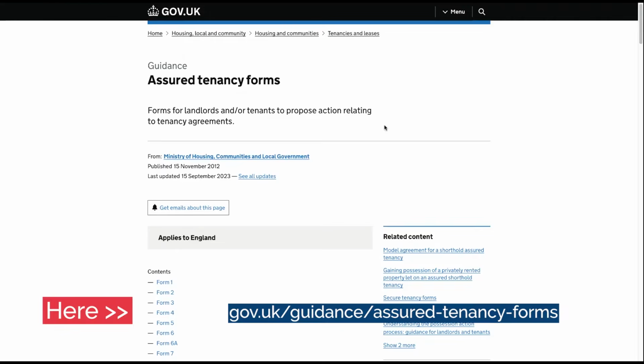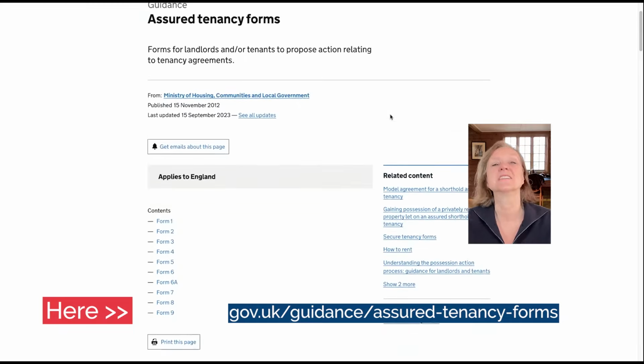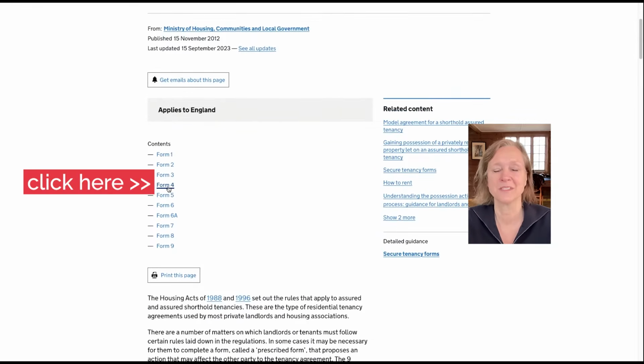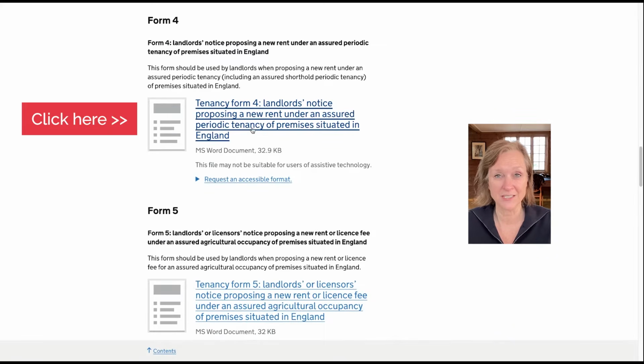Well, it's here on the government website, and do always go to the government website to make sure that you're using the most up-to-date version, because they do change it from time to time, and they will be changing it, I'm sure, when the Renters' Rights Act comes in, because it is changing a little bit.